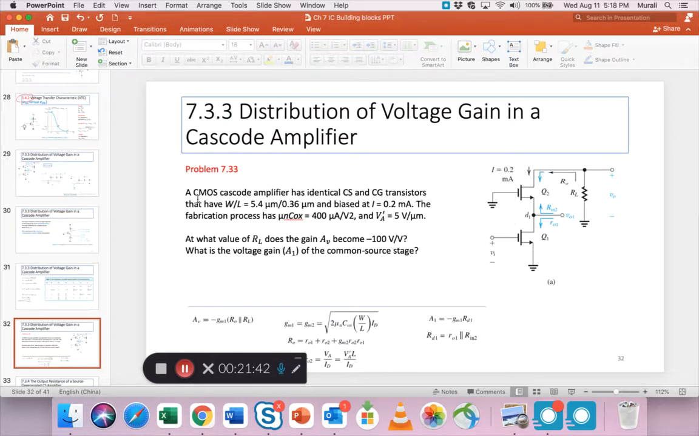So, if I have not mentioned it ever before, I hope I did, but the cascodes are always common base or common gate, right? I think I've mentioned that. Okay. So a CMOS cascode amplifier has identical transistors with the same W by L, and they're biased at one current point too. The fabrication process also gives these values for K and VA prime, the early voltage. At what value of RL does the gain AV become minus 100? So if you're given now, you want to find not the open circuit voltage, but the actual voltage with the load resistor connected, and that gain has to be minus 100, right?